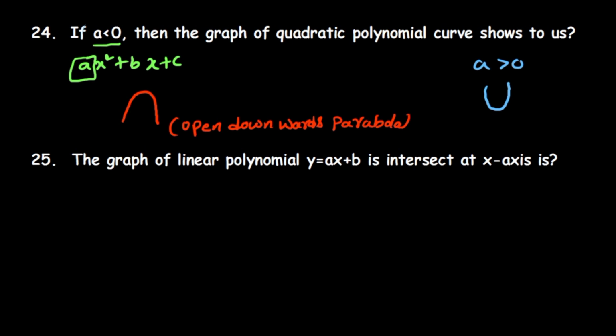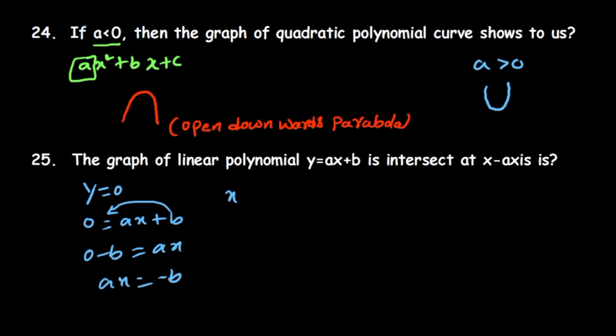The next one: the graph of a linear polynomial y is equal to ax plus b intersects the x-axis at. Already we have discussed that for a linear polynomial intersecting the x-axis, you should take y equal to 0. Take y equal to 0 here, then 0 equals ax plus b. So 0 minus b equal to ax. That means ax is equal to minus b, so x is equal to minus b by a. This is the x value.